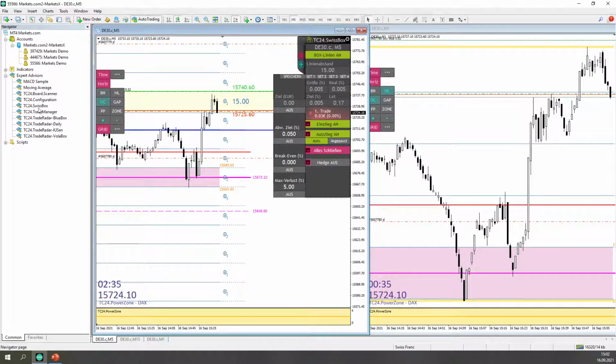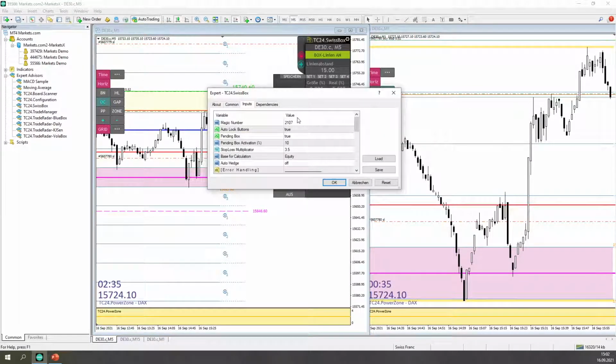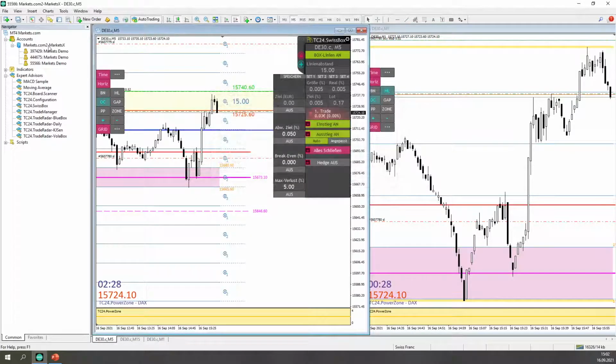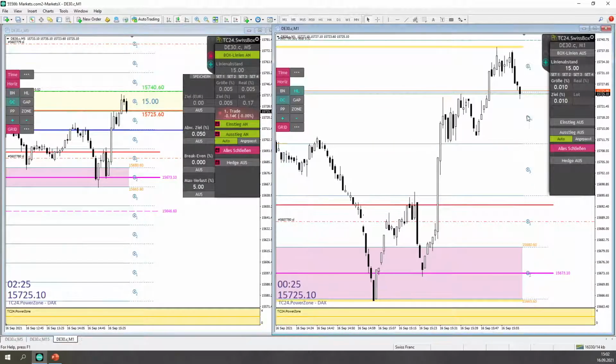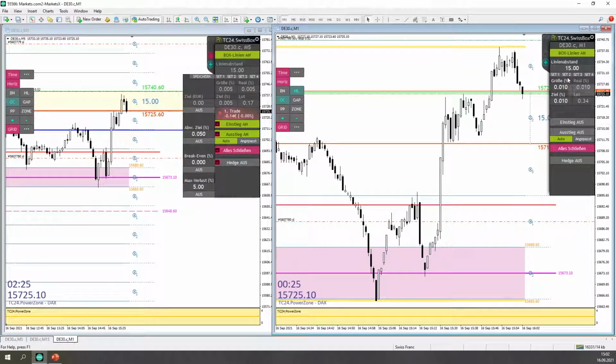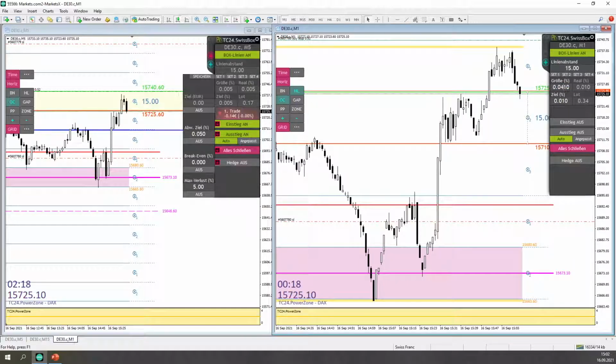another Swiss box chart on the same template. And there we are trading number 2. Same risk settings. Don't have it here already. So let's see.